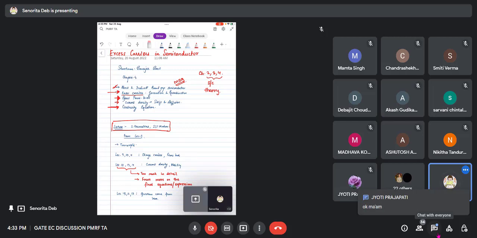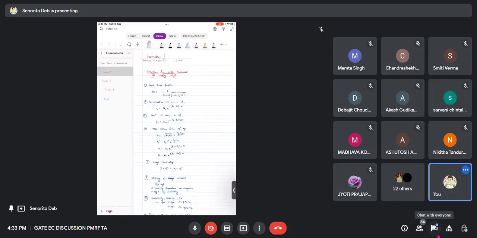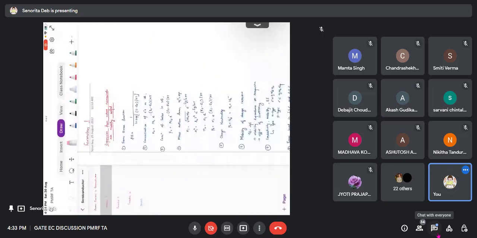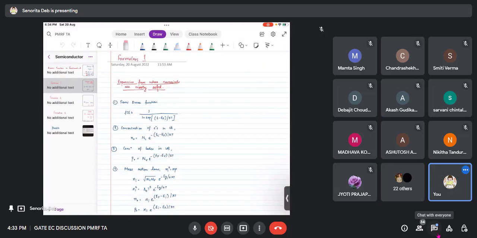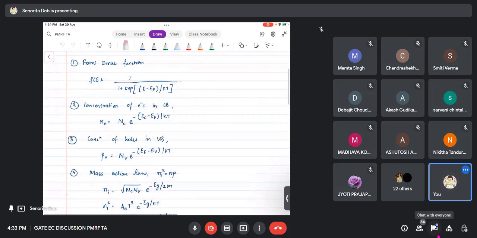Next are the formulas and expressions from where numericals are mostly asked. First is the Fermi Dirac function. I will upload this one if you guys want, but don't take it as a formula chit. Don't use it like that. This is just to tell you the topics.